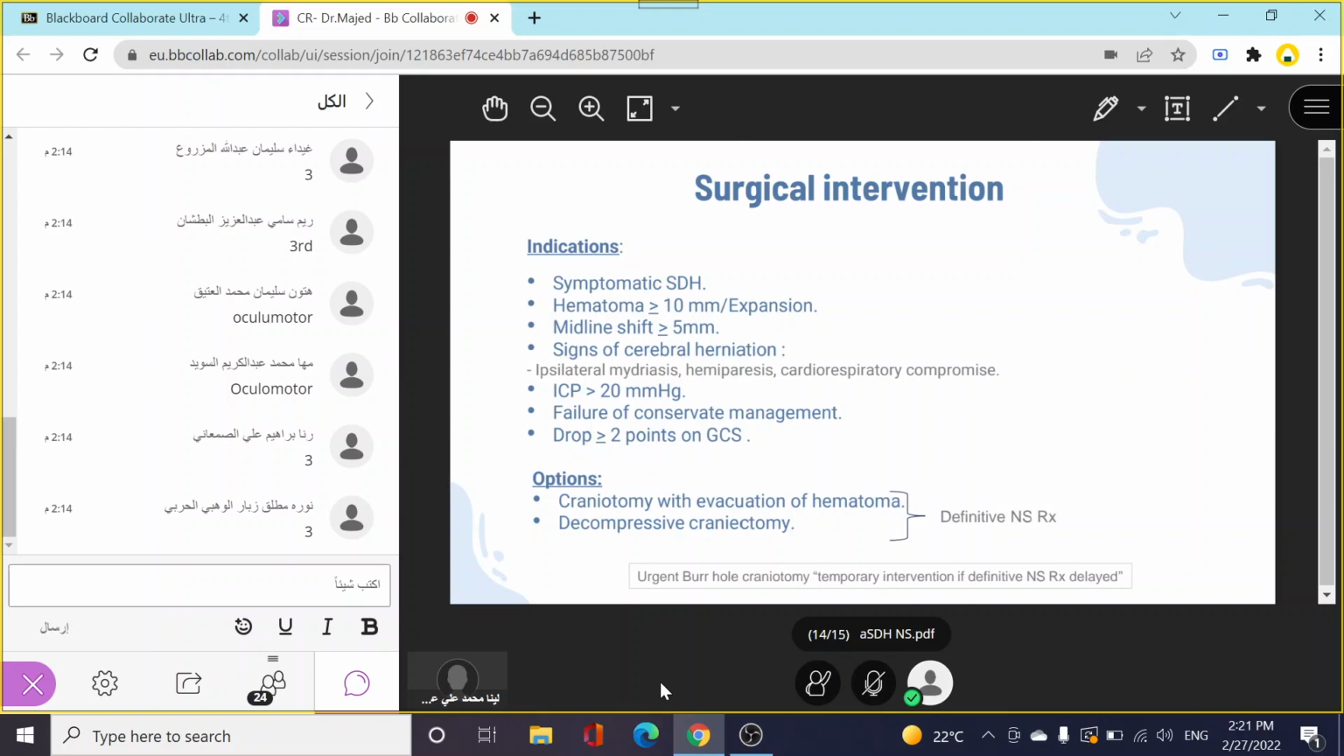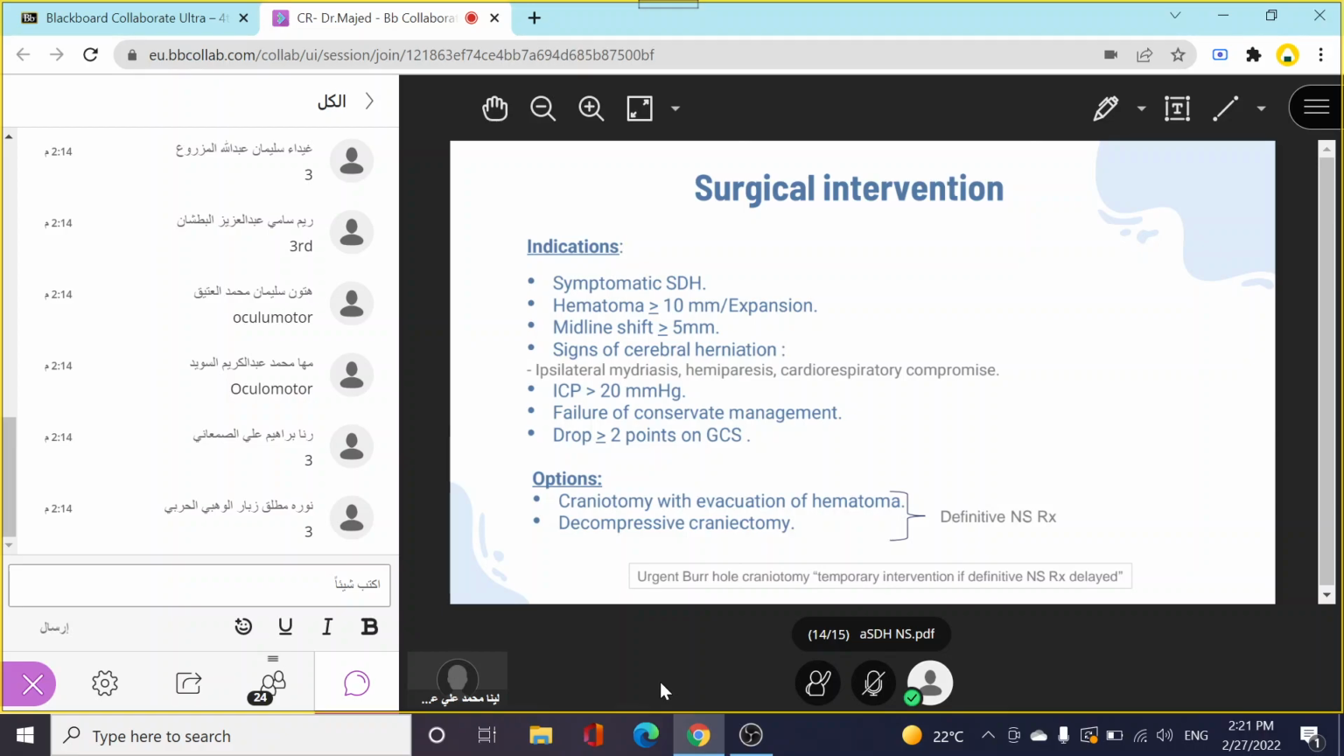Options that we have in the surgical management is the craniotomy with evacuation, which is the preferred one, and the other, which is a decompressive craniotomy, which is indicated in case of cerebral edema or herniation. And also, the paramedic can do a burr hole craniotomy as a temporary intervention if the definitive management is delayed.